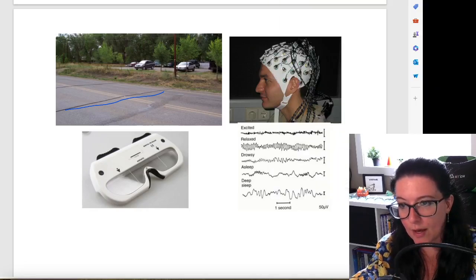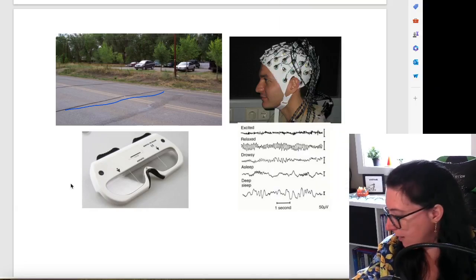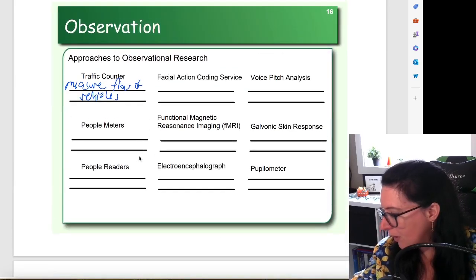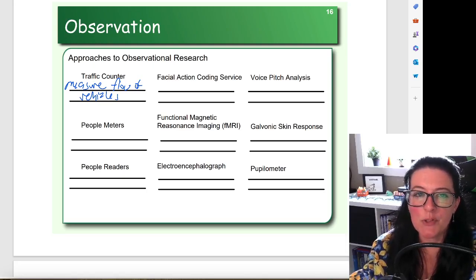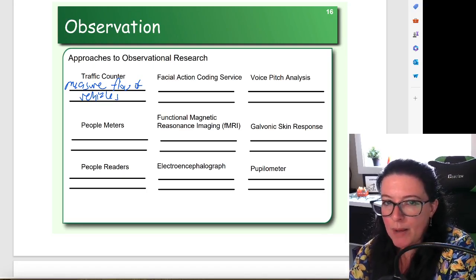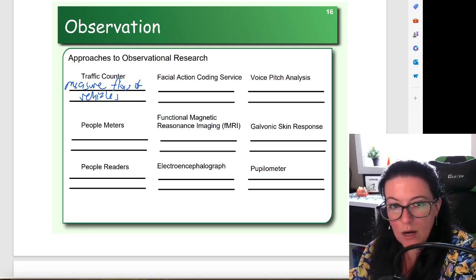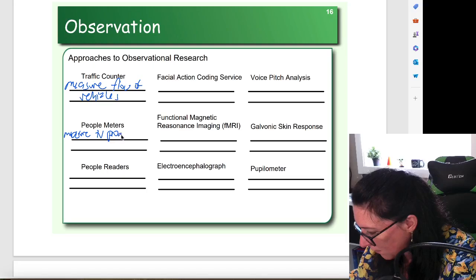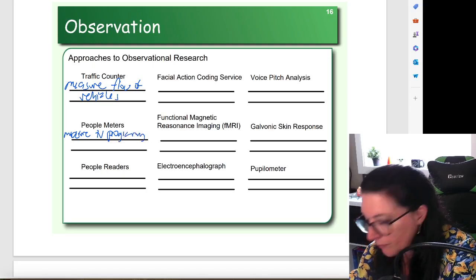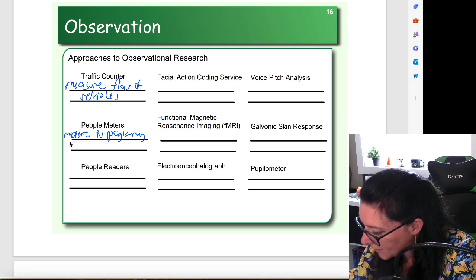All right, I'll turn that off and we'll go back to our list here. All right, so the next one that we are going to talk about is a people meter. So people meter measures the TV programming that participants are exposed to.